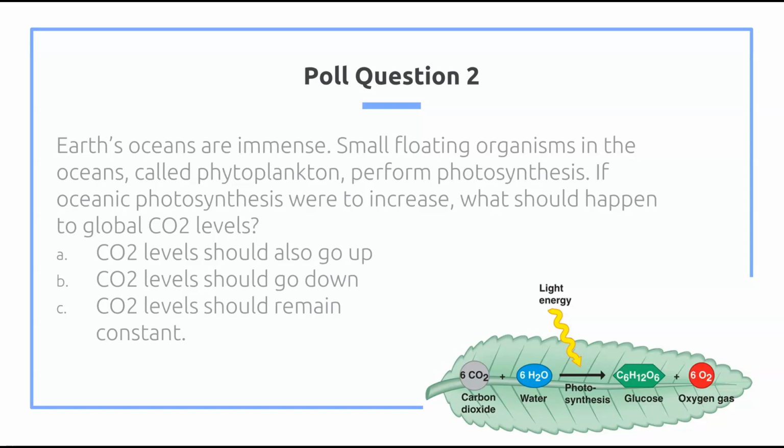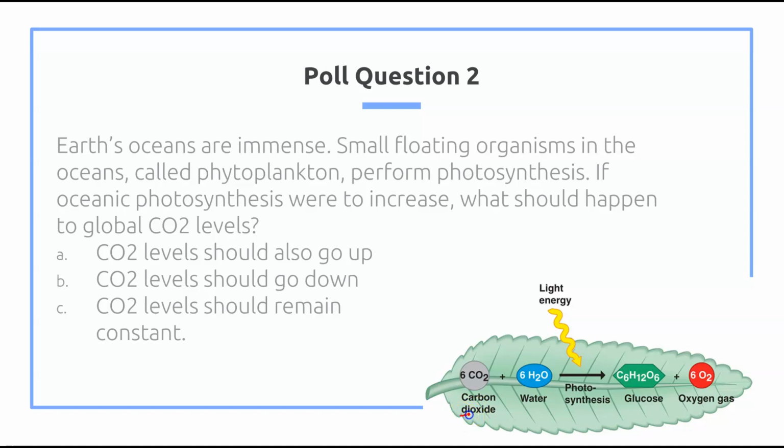Earth's oceans are immense. Small floating organisms in the oceans called phytoplankton perform photosynthesis. If oceanic photosynthesis were to increase, what should happen to global carbon dioxide levels? CO2 is carbon dioxide. Now you may be thinking, but we haven't learned about photosynthesis yet, and that is true. But I give you the equation for photosynthesis in the image.